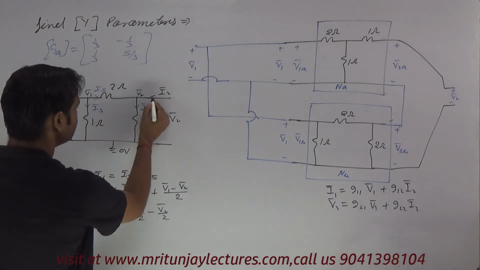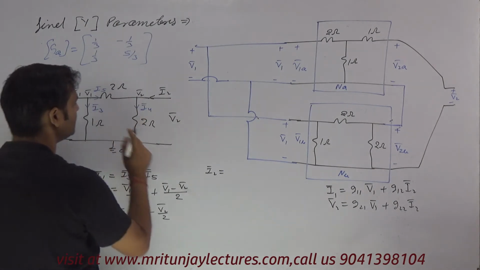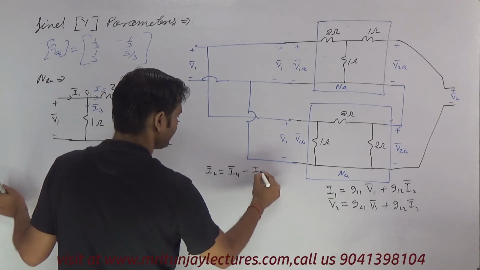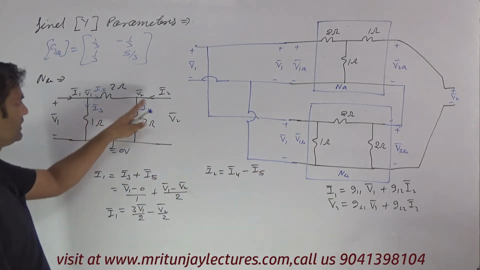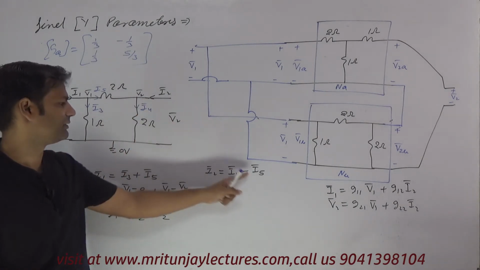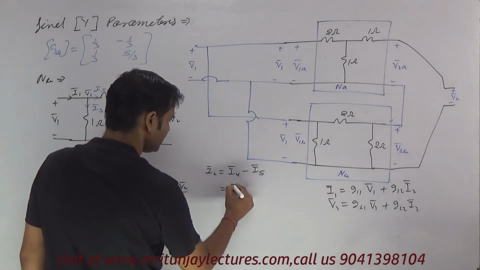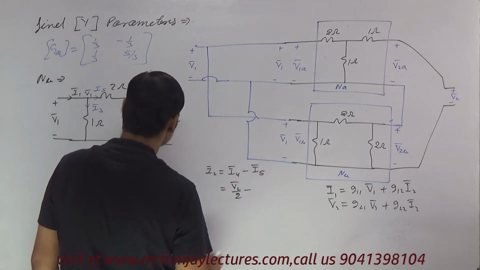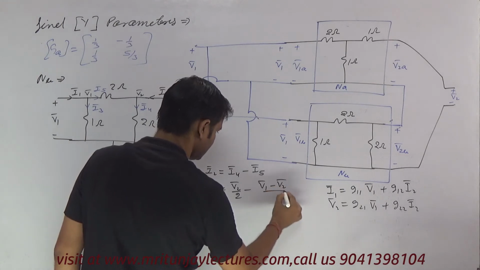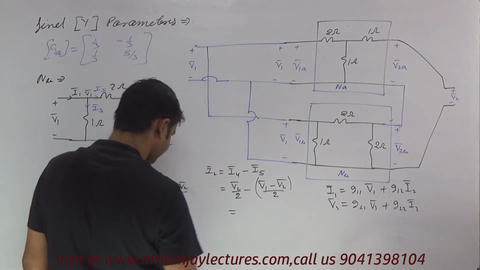Now another way, incoming current I2 will equal to I4 minus I5. Both are incoming currents, I5 plus I2 will equal to I4, so I2 will equal to I4 minus I5. What about I4? I4 is written as V2 by 2 minus I5, V1 minus V2 divided by 2.